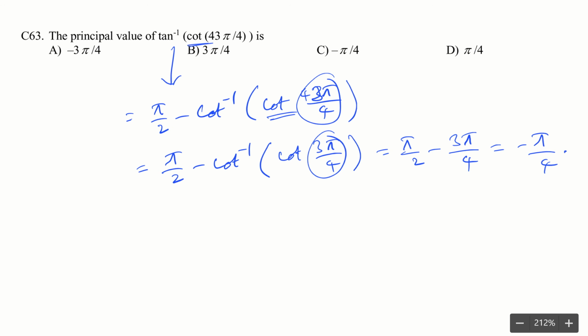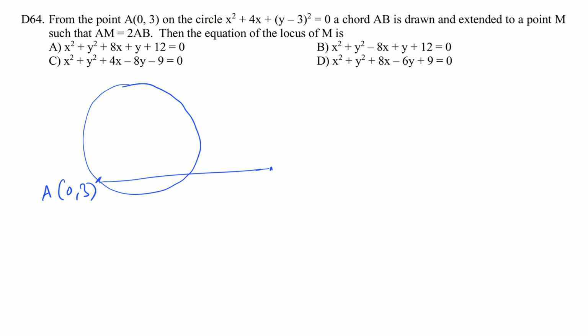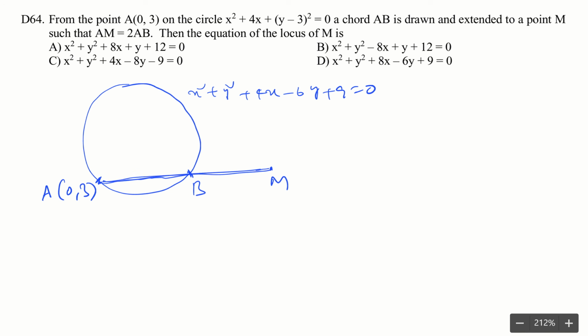Let's go to next problem. So in this problem, you have this circle here, x square plus y square plus 4x minus 6y plus 9 is equal to 0. And on this circle, he took one point A (0, 3). Now he is talking about this chord AB. He extended it up to M such that AM is 2 times AB. That means B becomes the midpoint of AM. You have to find the locus of M.